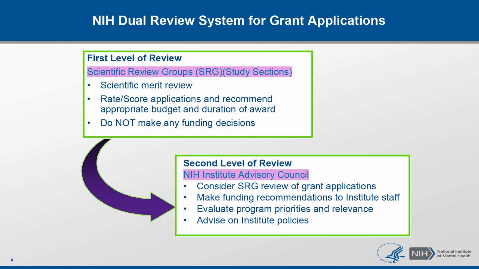Subsequent to that, there's what's called the second level of review at the NIH, and that's at the NIH Institute Advisory Council. And those groups, together with staff at the different institutes, like the National Institute of Mental Health or the National Cancer Institute, will take the information as far as the merit review has gone from the study sections. They'll look at that information and consider other aspects of important priorities for the institute, et cetera. And they will then proceed to make funding recommendations.